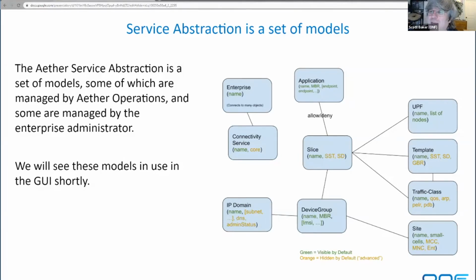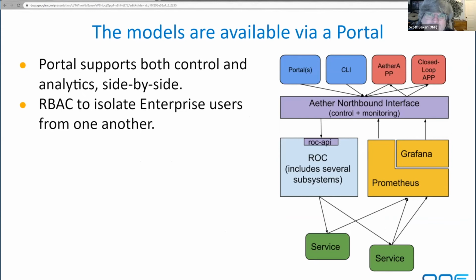We do have the notion of a template, which can be used to instantiate a slice, and the template can hold some of those 4G and 5G implementation details that we might pre-configure. It's not important to understand all of these models to get a feel for the product. In just a couple of minutes, I'm going to go into our live GUI and take a quick look at how some of these models are realized in the actual product. These models are available via a portal, as well as a command line interface and an API.